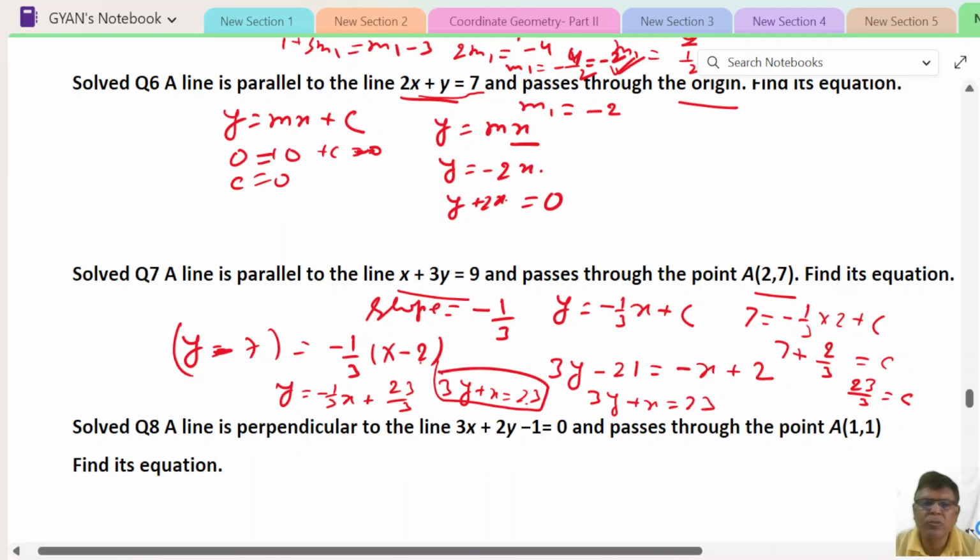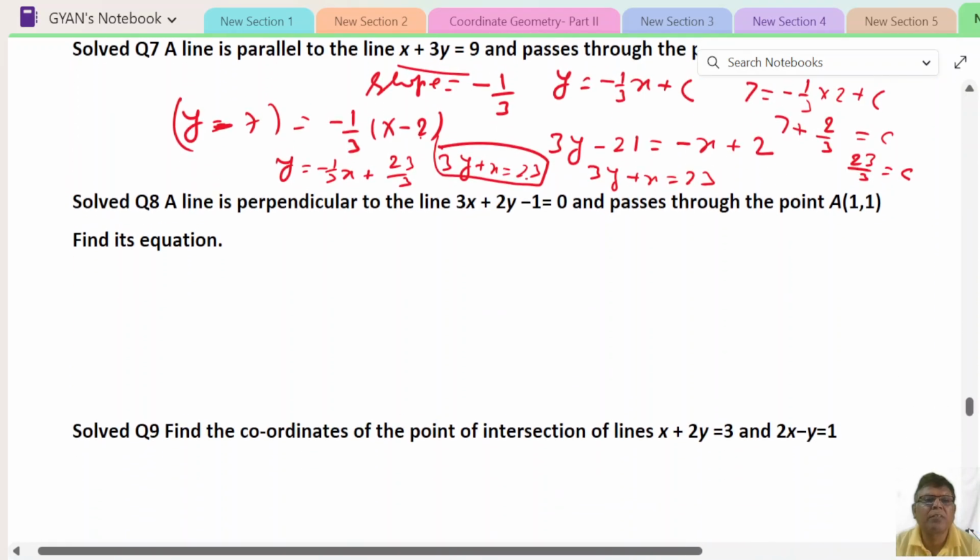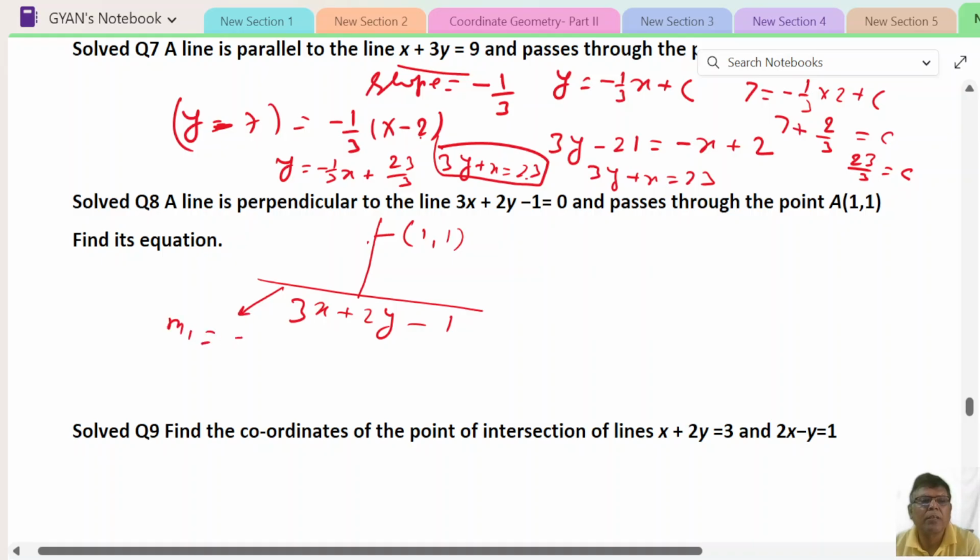Now come to question number 8. A line is perpendicular to 3x plus 2y minus 1, and this line passes through the point 1, 1. The slope of the given line is m1 equal to minus 3 by 2. So the slope of this line, being perpendicular, will be plus 2 by 3.